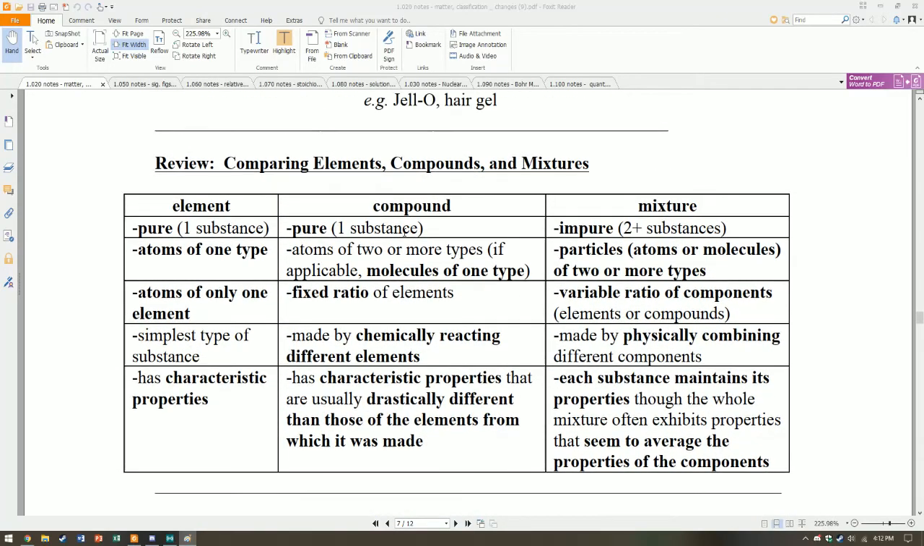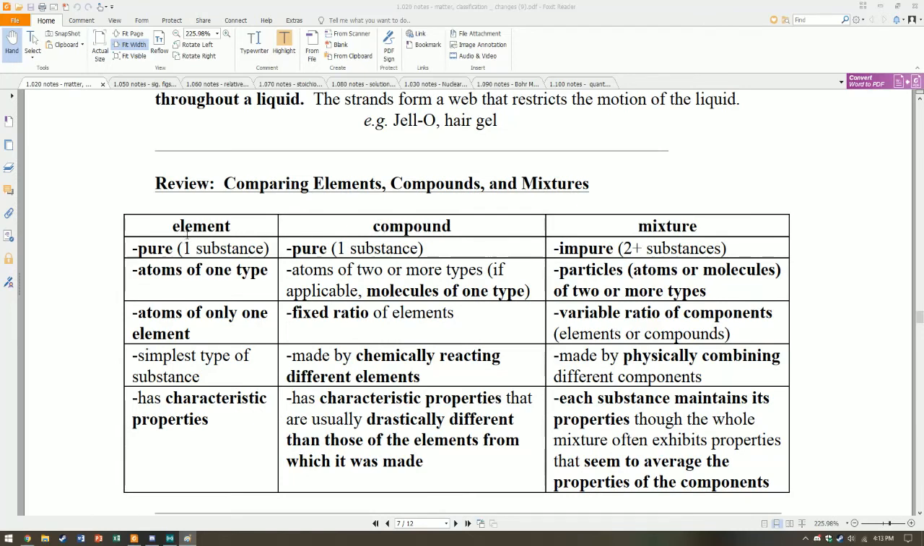So just to quickly recap, an element is a pure substance with atoms of one type, which is the simplest type of substance, which has distinct properties. A compound is similar, except that it has different properties than the atoms you combine, the constituent atoms. In addition, there are two or more types of atoms.